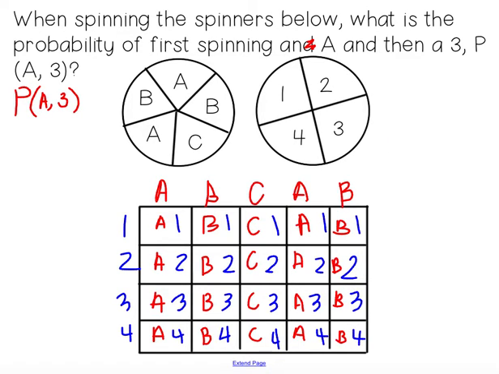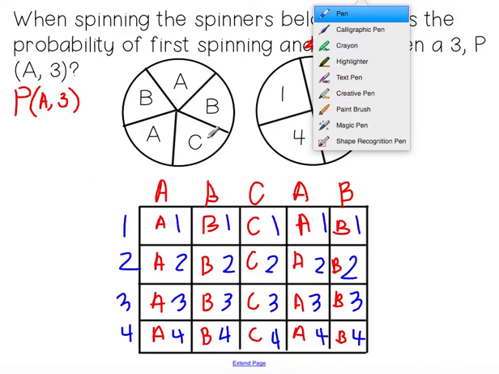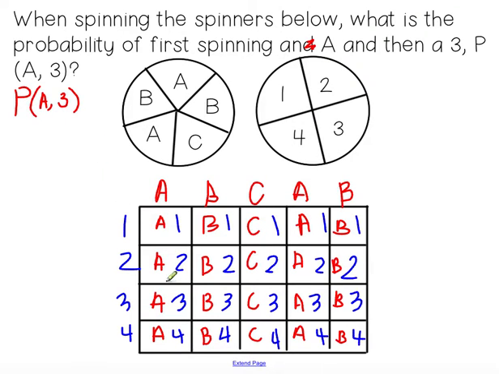Okay, so we really are just looking for when we've spun an A and a 3. So if we get our highlighter, anytime you see an A and a 3, you highlight. So there's 1, there's 1. All the rest are either A1, 2, or 4. And over here, the same thing. And the rest of the 3s have a B or a C attached to them, so those ones will not count as well.